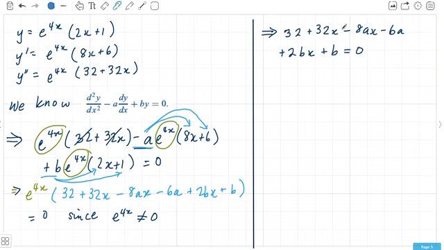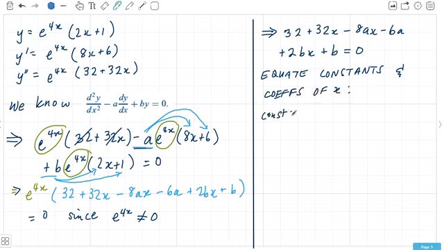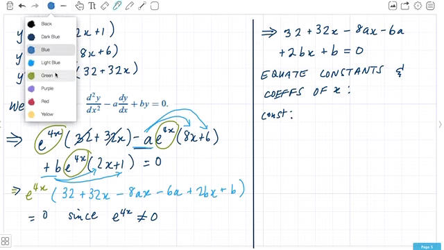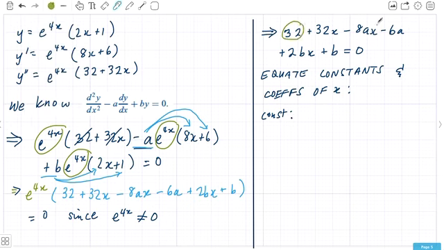And what we can do, because we've got two distinctly different things, we've got constants and we've also got coefficients of x. So I'm just going to write that there: coefs of x. So first thing I'm going to do is look at the constants. And you can see I'll circle those in green. That's a constant. That's a constant. There's no x there, and that's a constant. So we have 32 minus 6a plus b equals 0.